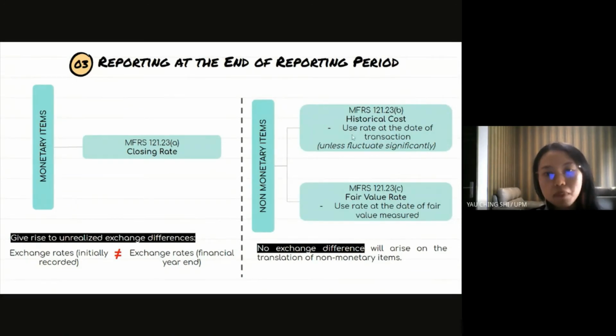Okay, therefore, with these two, it will conclude that no exchange difference will arise on the translation of non-monetary items. Okay, let's move on to the next sub-content.